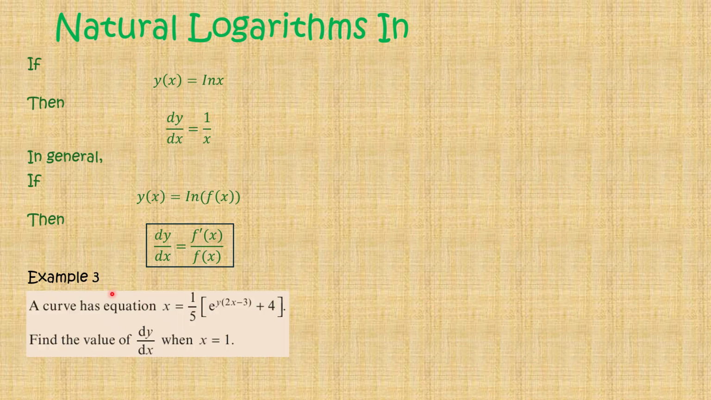Now let's take a look at example 3. With example 3, a curve has equation x is equal to 1 over 5 times e to the y times 2x minus 3 plus 4. Find the dy/dx when x is equal to 1.